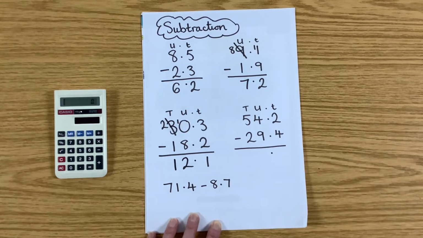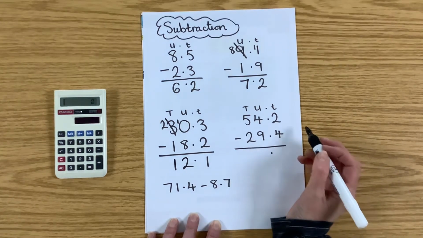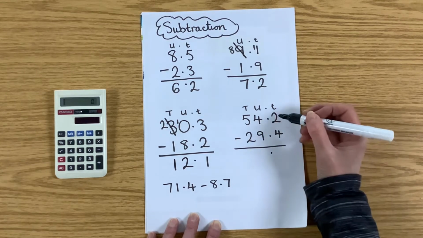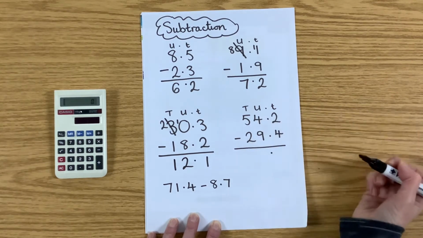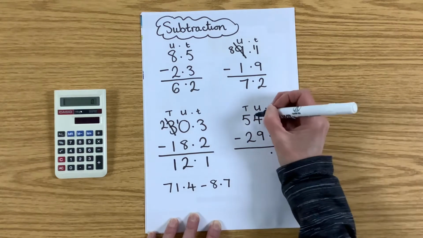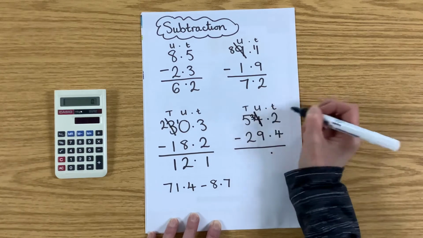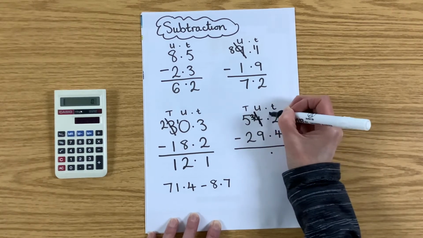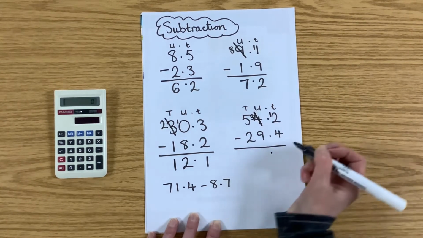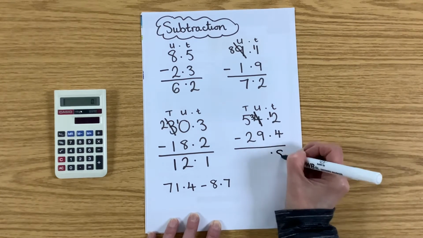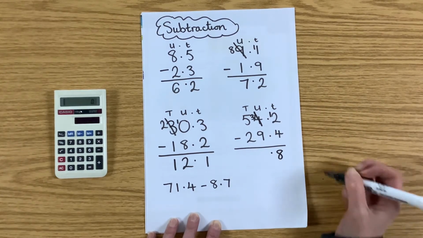Help me out with this one. 54.2 take away 29.4. So start with the tenths. 2 take away 4, can't do. So go over to the units. 4 becomes a 3. Bring over that 1. And that now says 12 tenths take away 4 tenths is going to be 8 tenths.